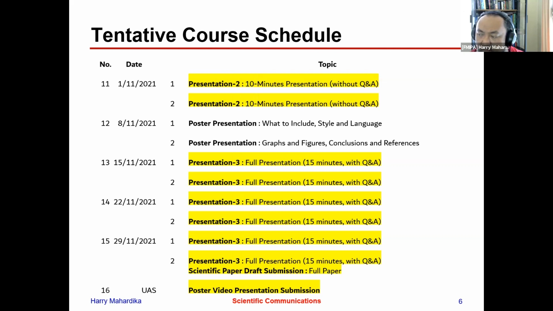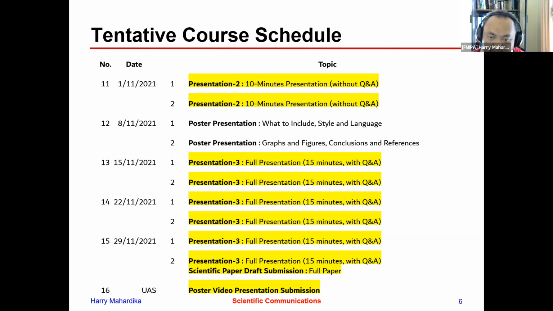And I think in December, ITB is going to start their offline sessions. So probably we're going to have an offline poster presentation, but we're still waiting for the exact information or confirmation from ITB itself. But please keep in mind that this schedule is still tentative, but the outline is relatively fixed.